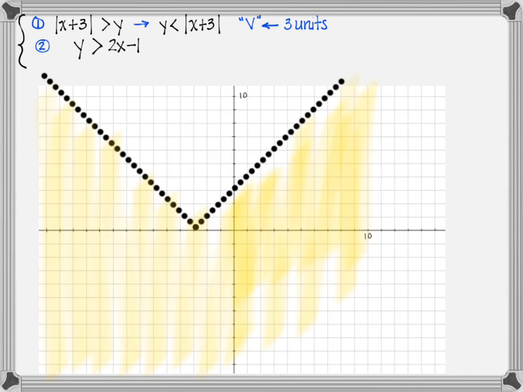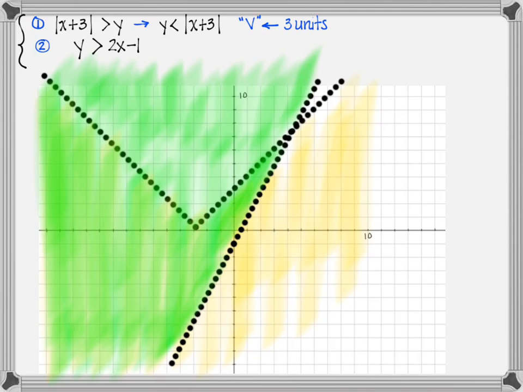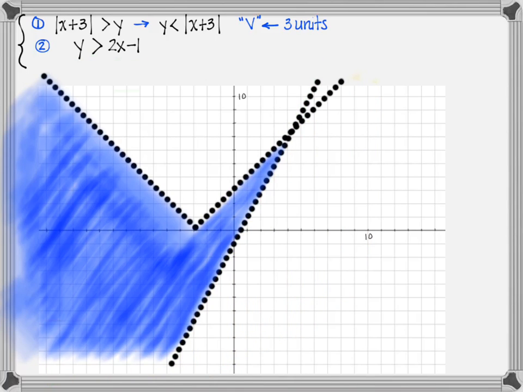Shading all of the area that is less than that, meaning any points in this yellow region would be true for that first inequality. I graph the second inequality, 2x minus 1, and I want all the y's that are above that line, so I have that done in green. And we're looking at where these two areas overlap, which is in this section here. So our final answer is this.